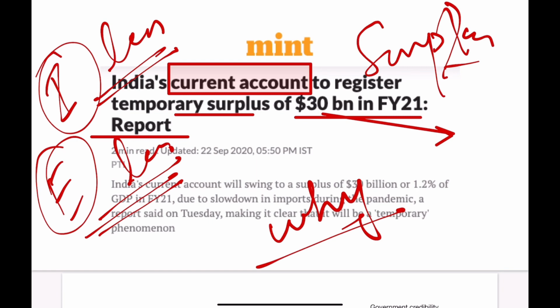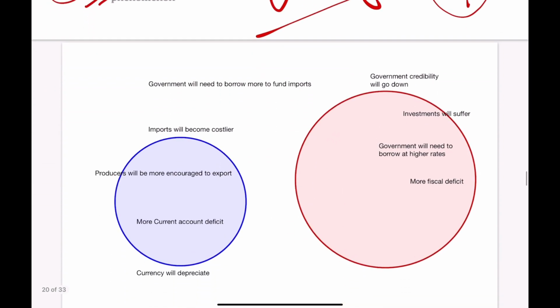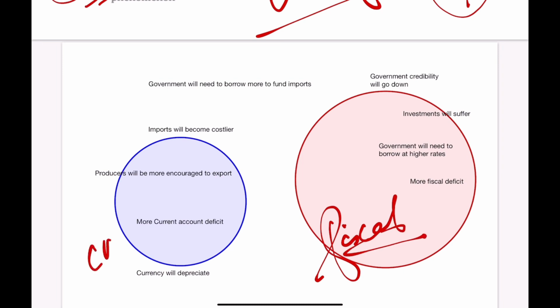But on a shorter note, if your current account surplus is there, you will have the forex with you, and that forex can be utilized for future exigencies, future contingent challenges which are going to come to you. Okay, so how are they linked together? Now, this bigger circle represents the fiscal deficit for me, and this one represents the current account deficit.